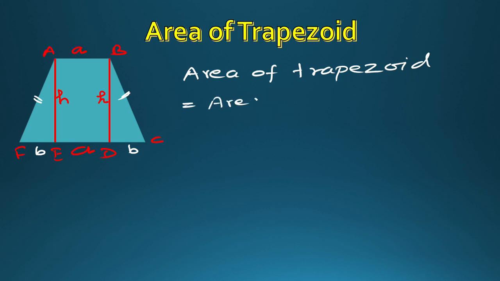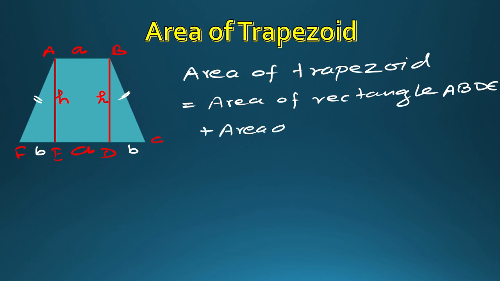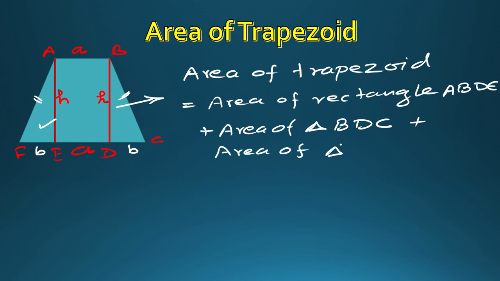area of rectangle. What is the rectangle here? A, B, D, E. Okay, plus area of triangle B, D, C. BDC is this one. Okay, plus area of the second triangle, A, E, F.